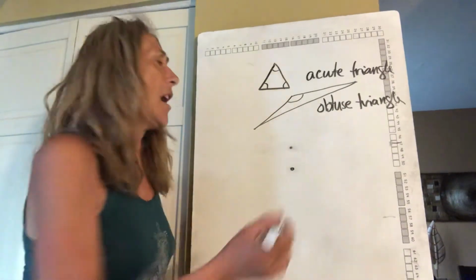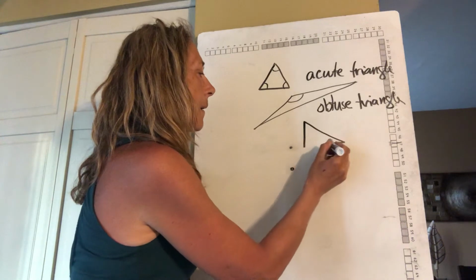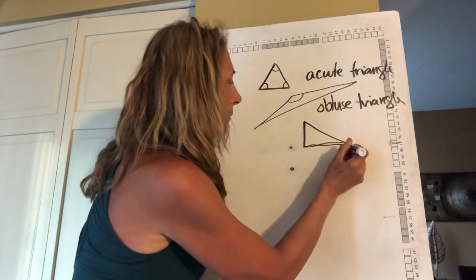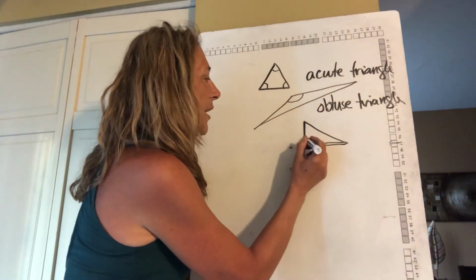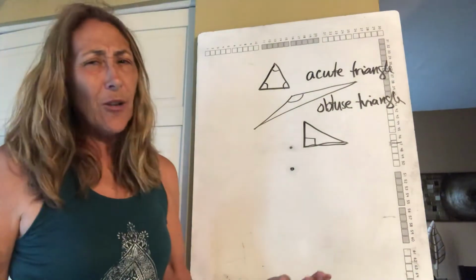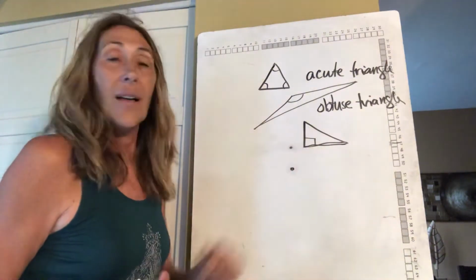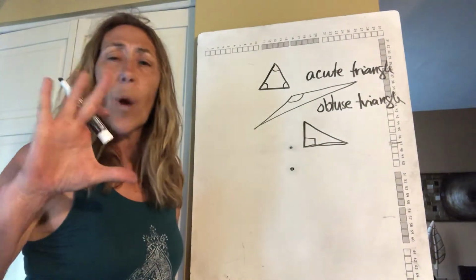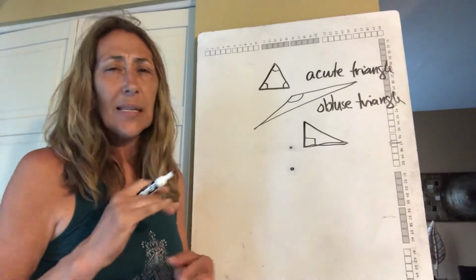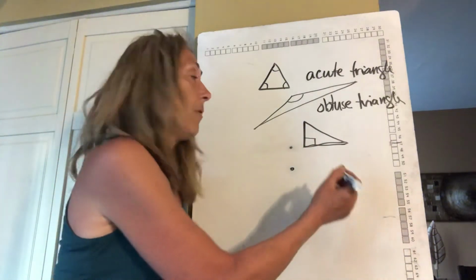And then there's one other triangle. Generally, you will see that little square in that corner. That little square is just like when we're talking about lines. That tells you that it's a right angle. This here is 90 degrees. 90 degrees is signified by that little box. So this is called a right triangle.